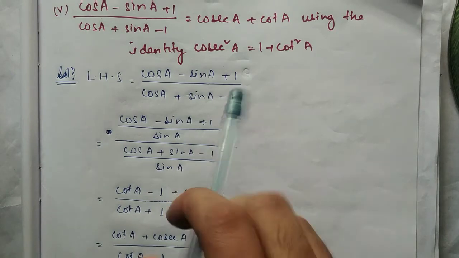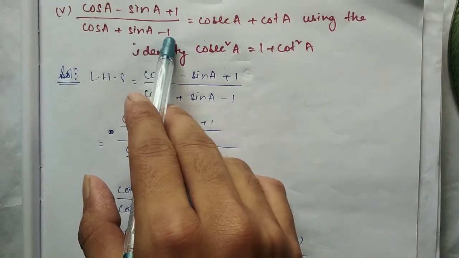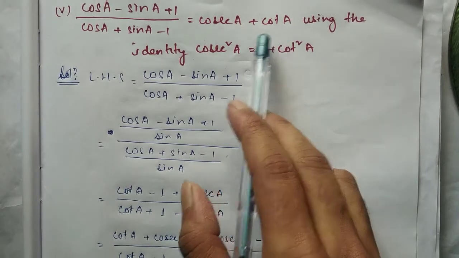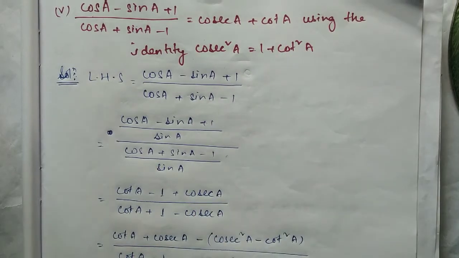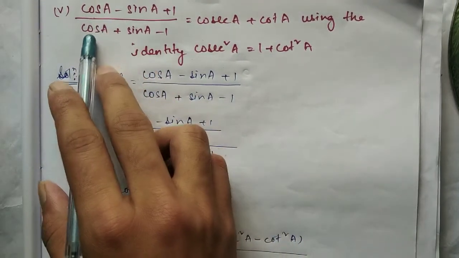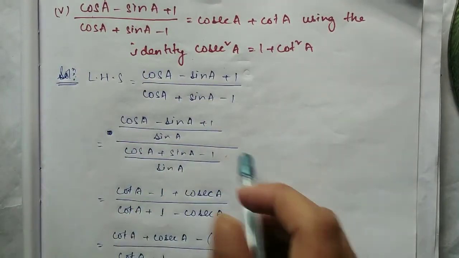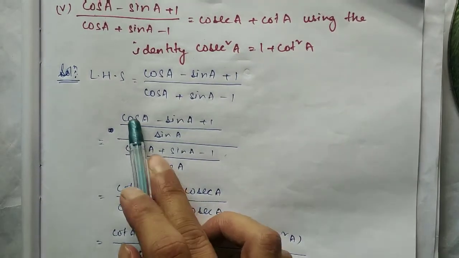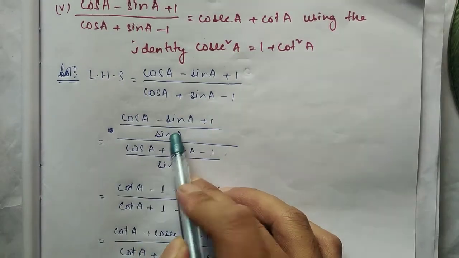Now the question number 5. We are to show that (cos a minus sin a plus 1) divided by (cos a plus sin a minus 1) is equal to cosec a plus cot a. But here the thing is, we need to use the identity cosec square a is equal to 1 plus cot square a. There is no cosec or cot in this term. So in order to bring cot and cosec, we divide both the numerator and denominator by sin a. So we get cos a by sin a to be cot a, sin a gets cancelled and it comes minus 1, and 1 by sin a comes out to be cosec a.